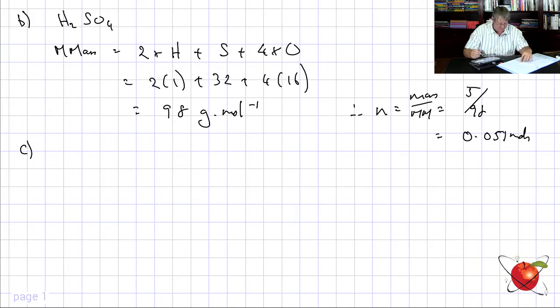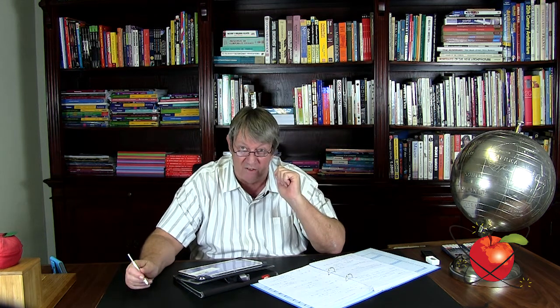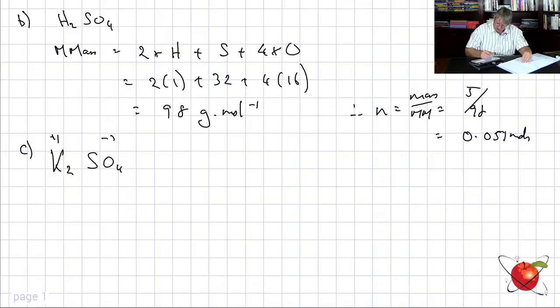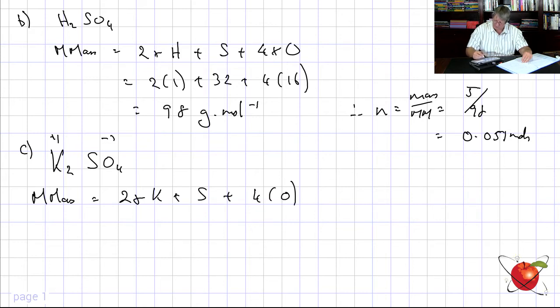Then they say potassium sulfate, K2SO4. Where does this 2 come from? Because SO4 is minus 2 and potassium is plus 1, so therefore we've got to have 2 atoms of potassium to link onto the SO4 minus 2 ion, correct? So let's have a look. Molar mass is 2 times K plus an S plus 4 times O.